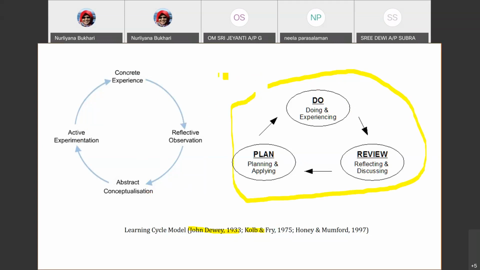If you notice, at school, I think a lot of things are related to action research. It's similar.